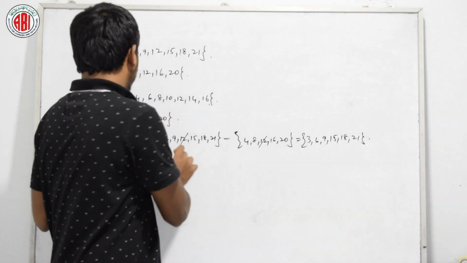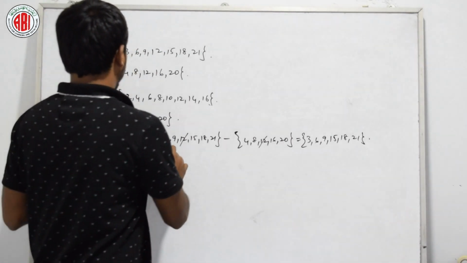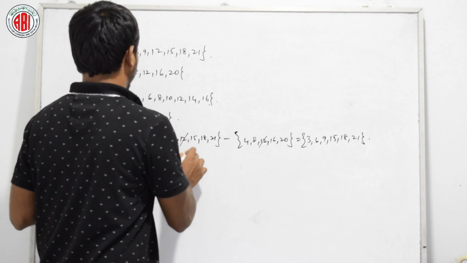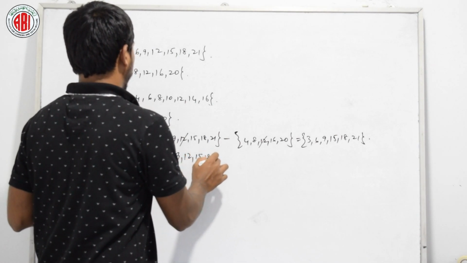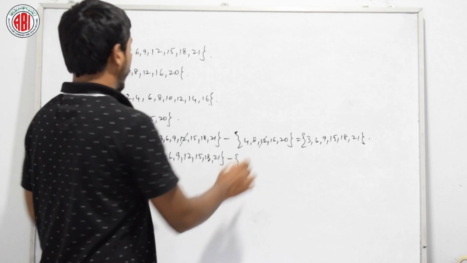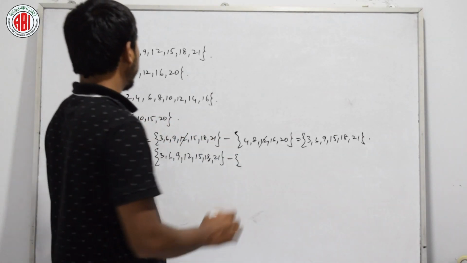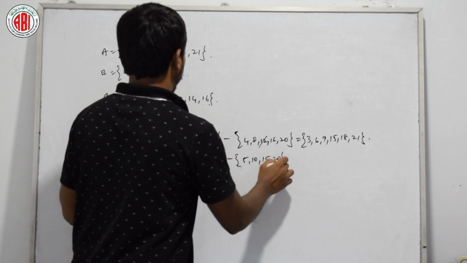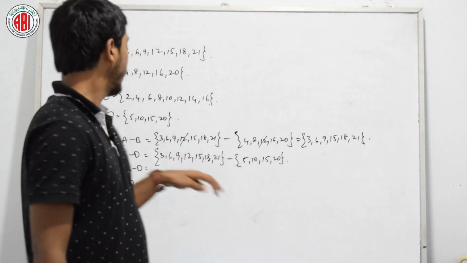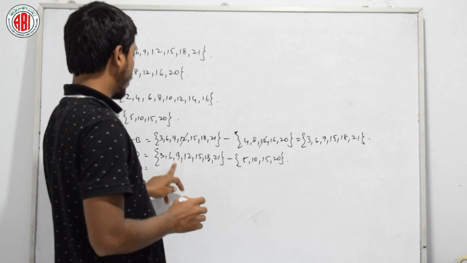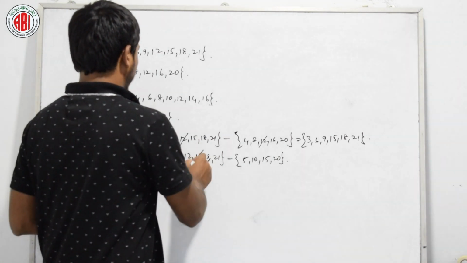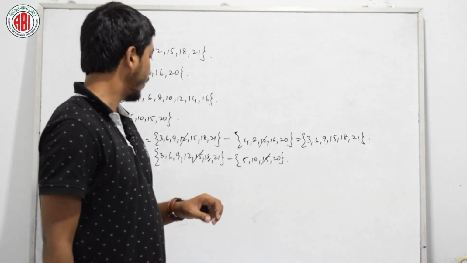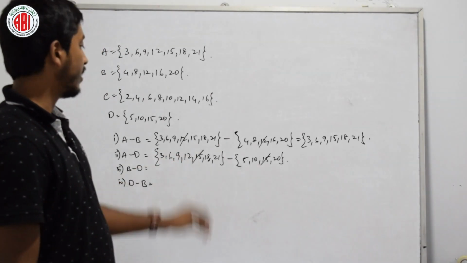What is A? 3, 6, 9, 12, 15, 18 and 21 minus what is D? D is 5, 10, 15 and 20, isn't it? Now let us check the common terms. What are common? 15 is common, right? Only 15. There is no 5, there is no 10, there is no 20.